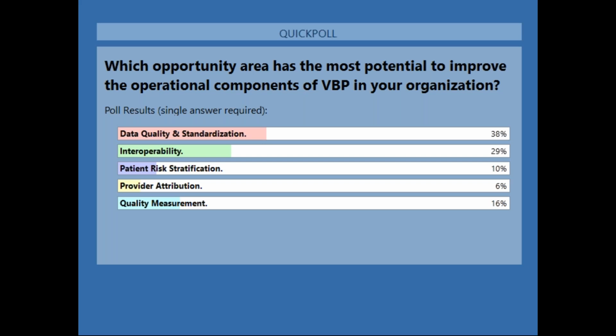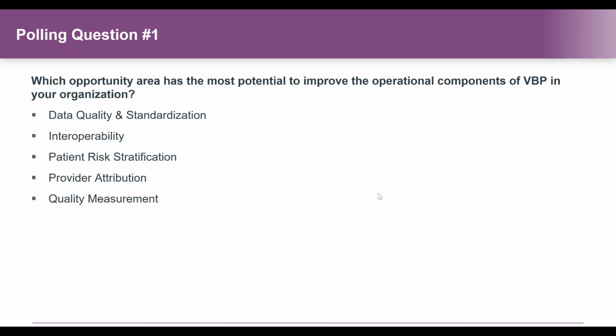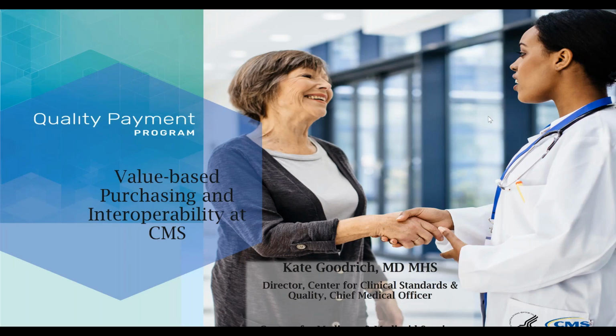And with that, I'd like to welcome our featured speaker, Dr. Kate Goodrich. She's the director of the CMS Center for Clinical Standards and Quality. Previously, Dr. Goodrich served as the director of the Quality Measurement and Health Assessment Group at CCSQ and was also a senior advisor to the director of CCSQ, as well as the chief medical officer. Before that, she served as the medical officer and the assistant secretary for planning and evaluation at HHS, where she managed a portfolio of work on comparative effectiveness research and quality measurement and improvement. Welcome, Dr. Goodrich. We're really happy to have you here today.